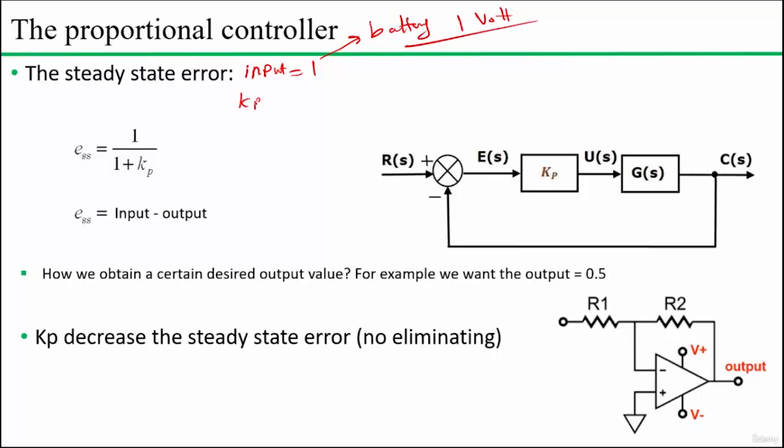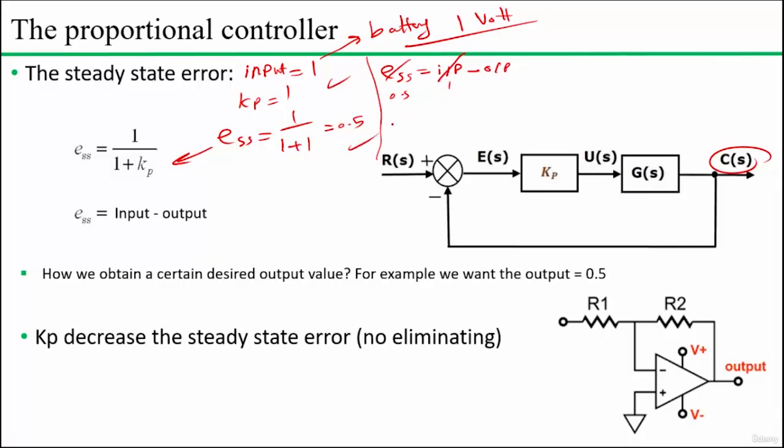And let's assume also that Kp is equal to 1. In that case, we can calculate the steady state error from this equation. It will be equal to 1 over 1 plus 1, so the result will be half. So now, how can we calculate the output here? We know that the steady state error is equal to the input at the steady state minus the output at the steady state. This is half, this is 1 from here and here, and we can say that the output at the steady state will be equal to half.